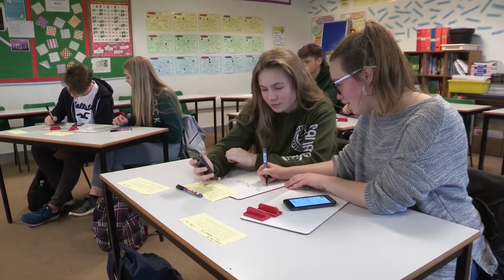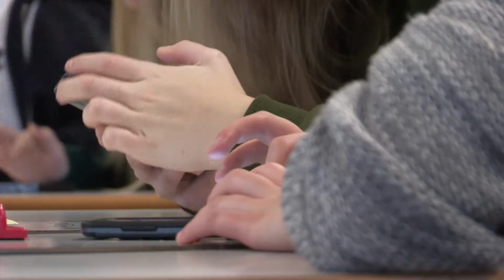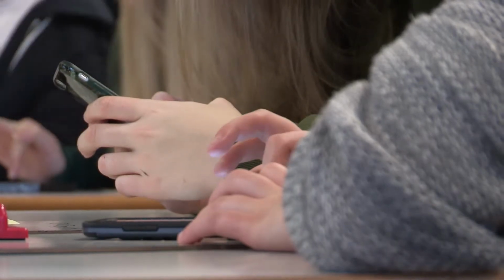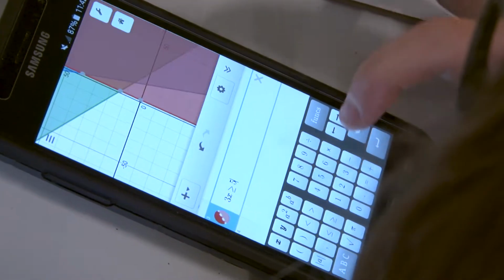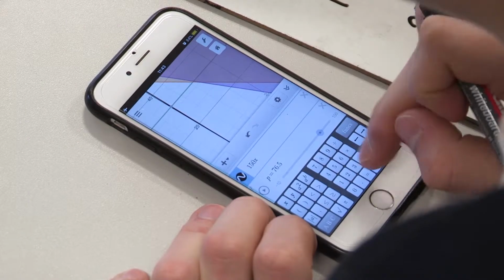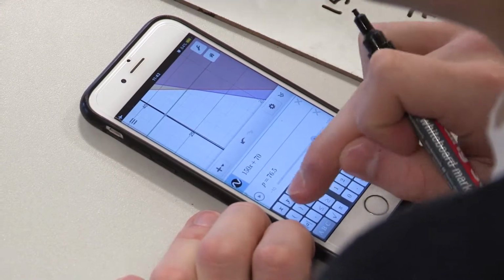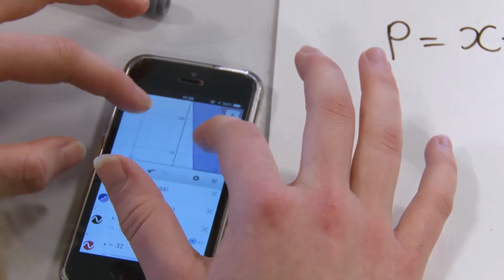I know a lot of teachers are very nervous about letting students use phones in classrooms. There are times when it's not a good idea, but I showed them the basics about how to start to input the graphs, but they just have a familiarity, particularly because it's their own phone and how it functions, that they can very quickly pick these things up and work quite independently.